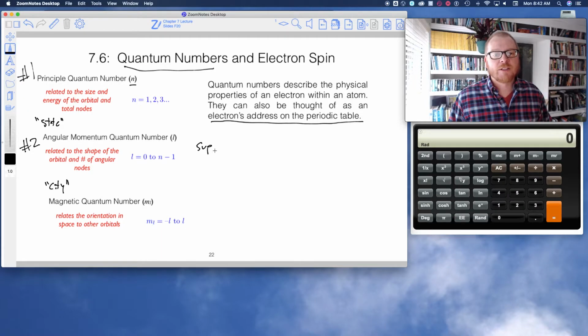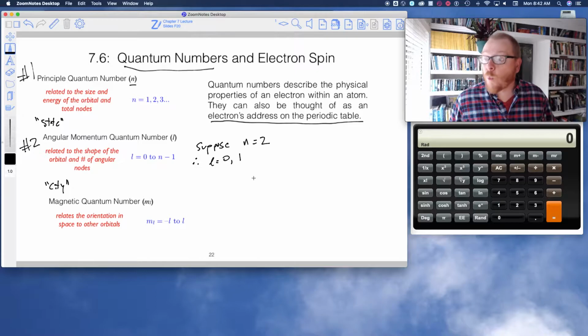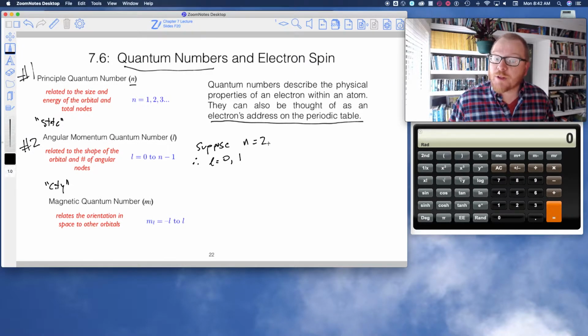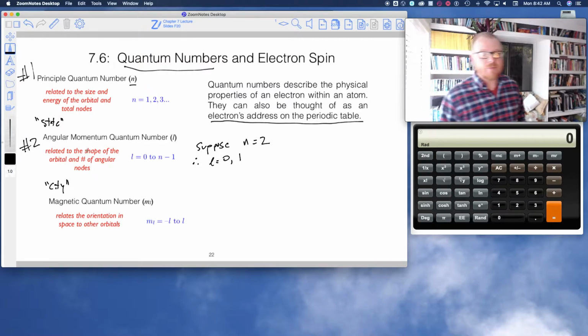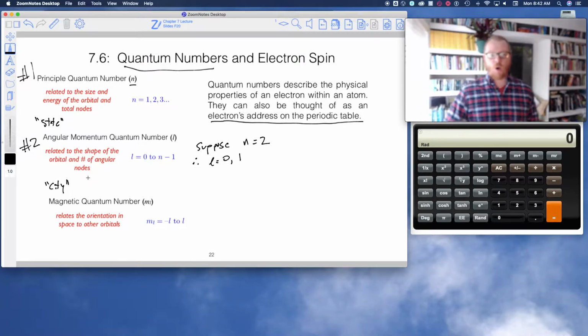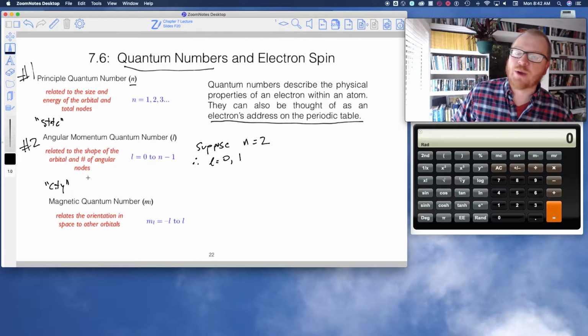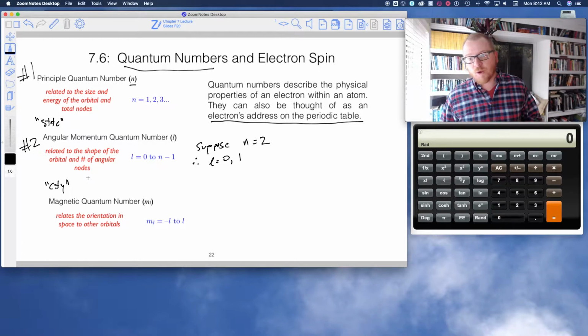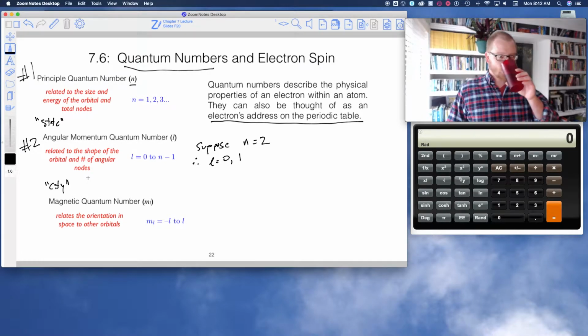So for example, suppose that n equals 2, okay? Then L could equal 0 or 1, right? Because 2 minus 1 gives me 1. So this includes all values 0 to 1. For example, if n was equal to 3, then the angular momentum quantum number could be 0, 1, or 2. So all we're doing is just describing the possibilities. We haven't described an individual electron yet. We're just talking about the possibilities.